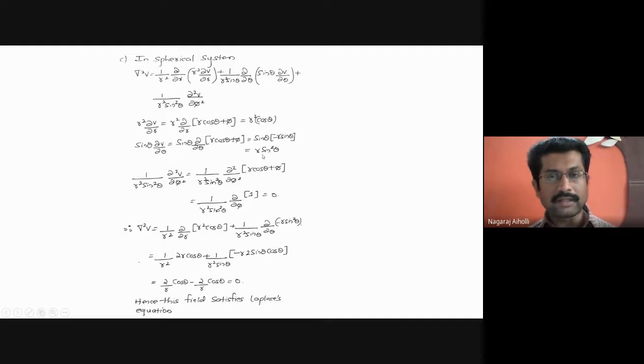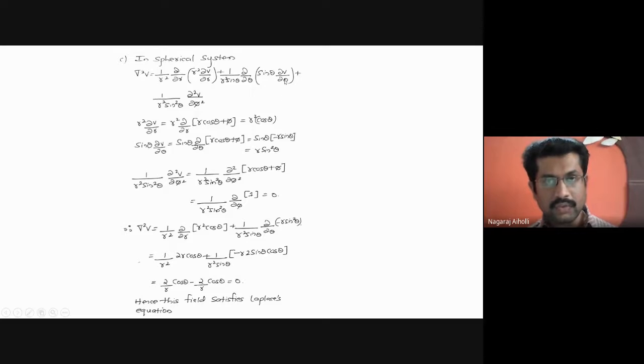Then whatever terms we have got, add them, students. We'll get del square V is equal to 1 upon R square dou by dou R of R square dou V by dou R. What is R square dou V by dou R? R square cos theta, plus 1 upon R square sine theta dou by dou theta of this next term.